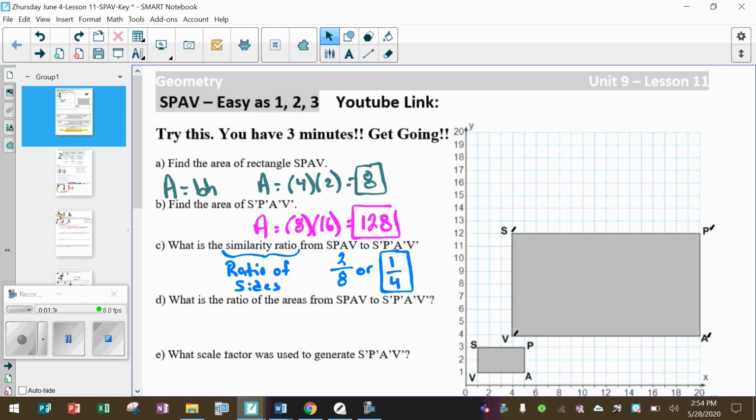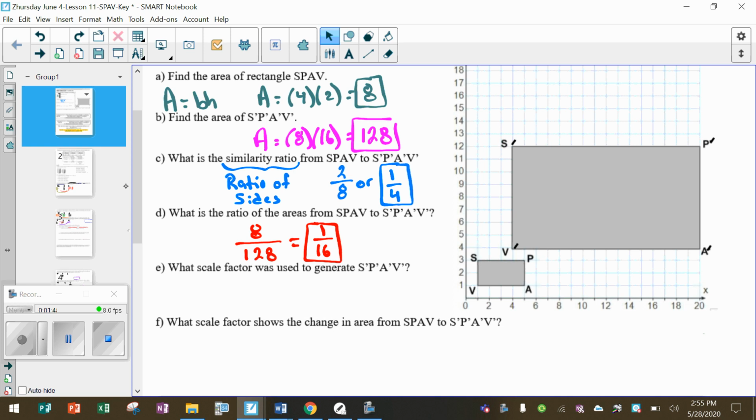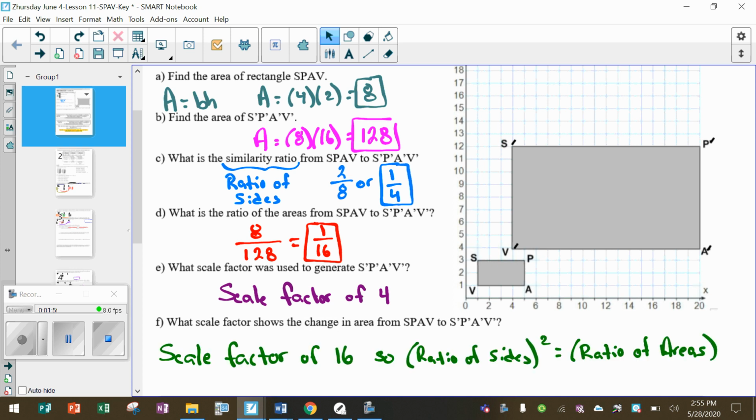Now, if you look at the areas, the area of the original pre-image is 8, but the area of the image is 128. That is not 4 times greater. That's a ratio of 1 to 16, not 1 to 4. So the scale factor used to generate S prime, P prime, A prime, V prime for the side lengths was 4, but the scale factor for the areas was 16. That means you have to take the ratio of the side lengths and square it to figure out the ratio of the areas.